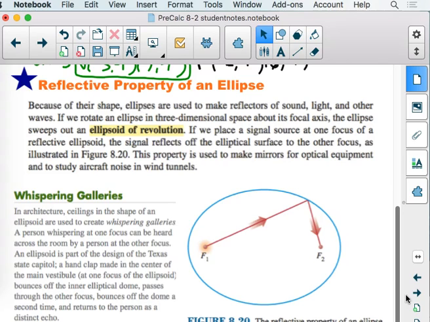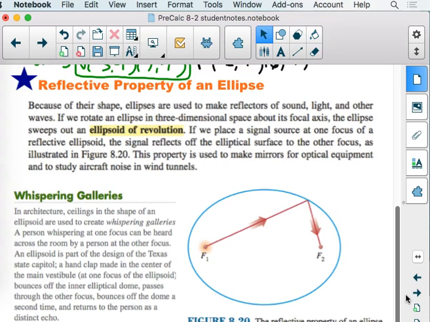If we place a signal source at one focus of the reflective ellipsoid, the signal is used to make mirrors for optical equipment and to study aircraft noise in wind tunnels and to spy. I had mentioned this before.